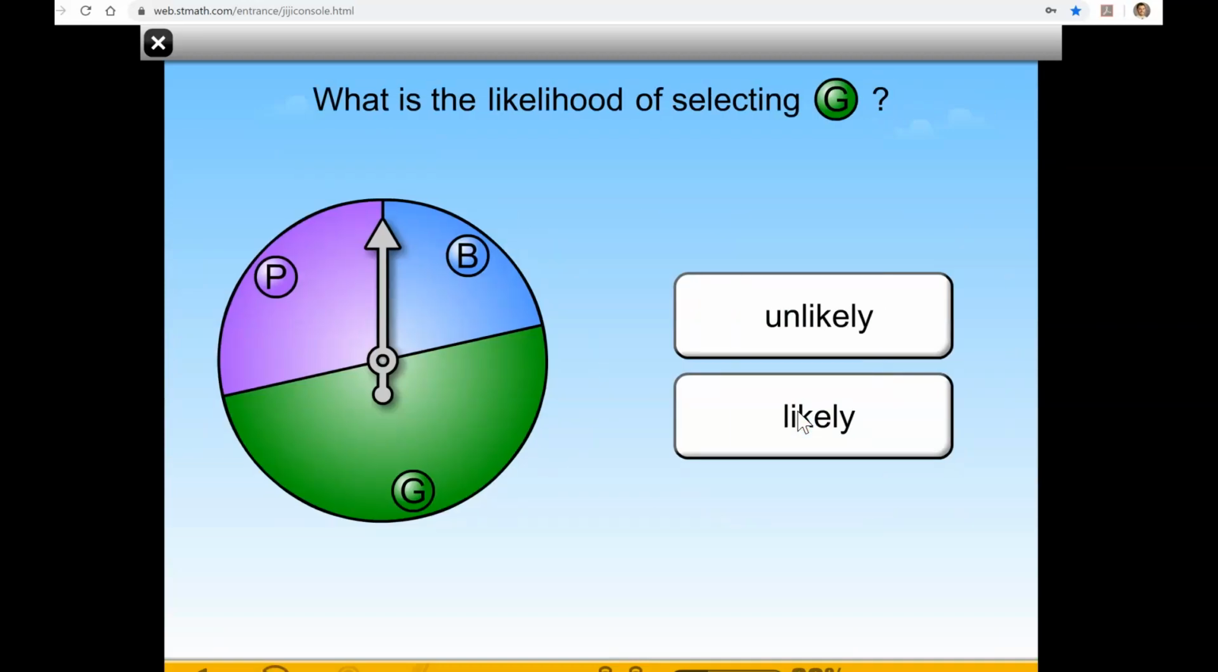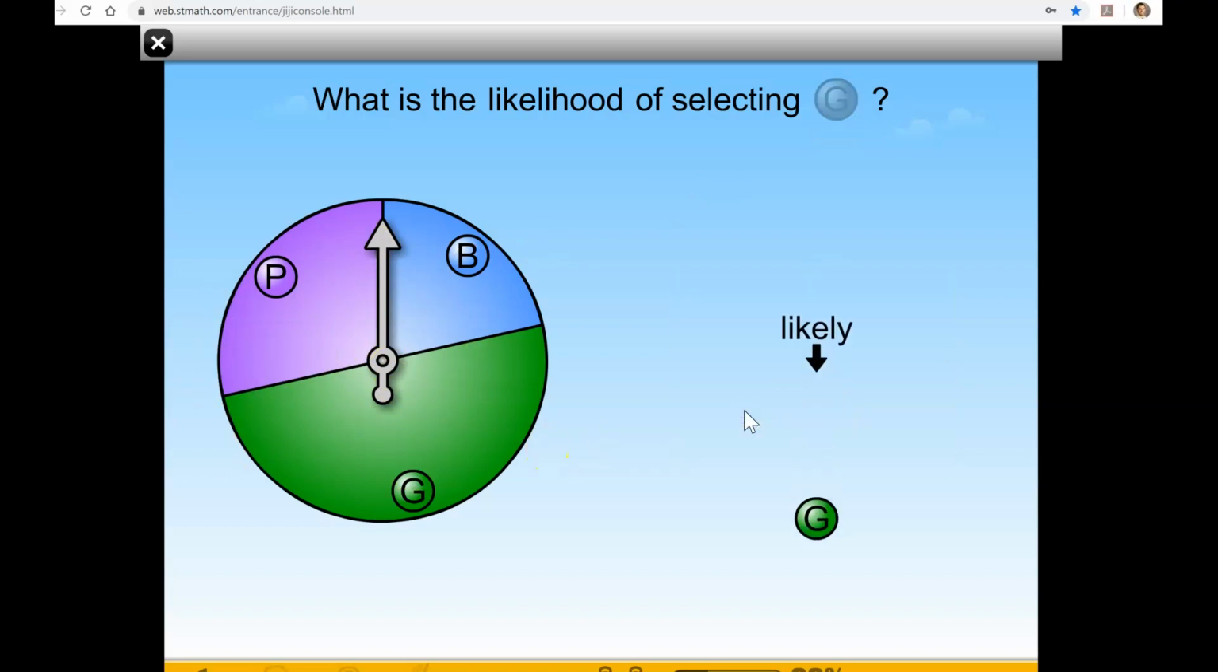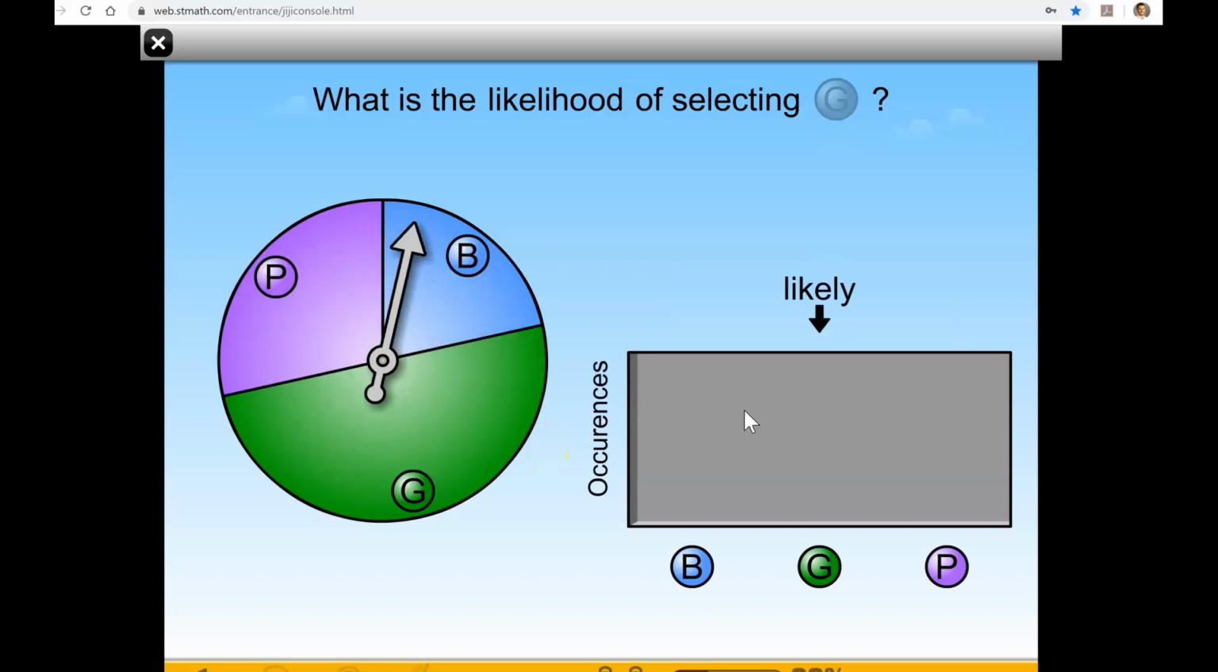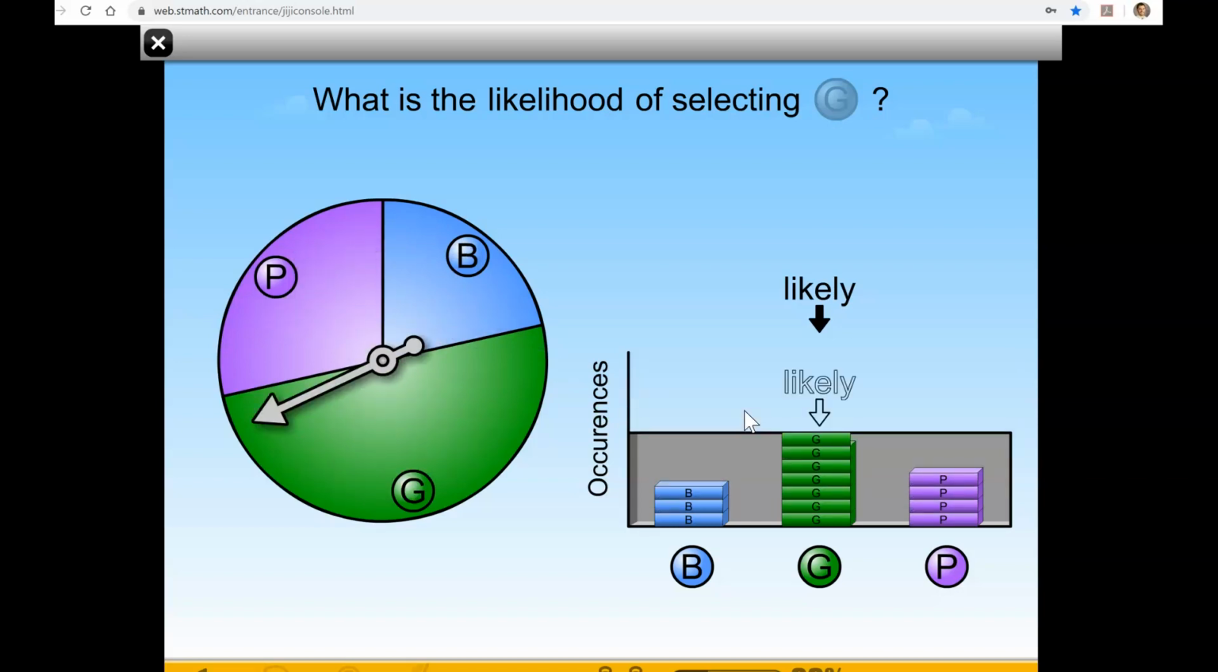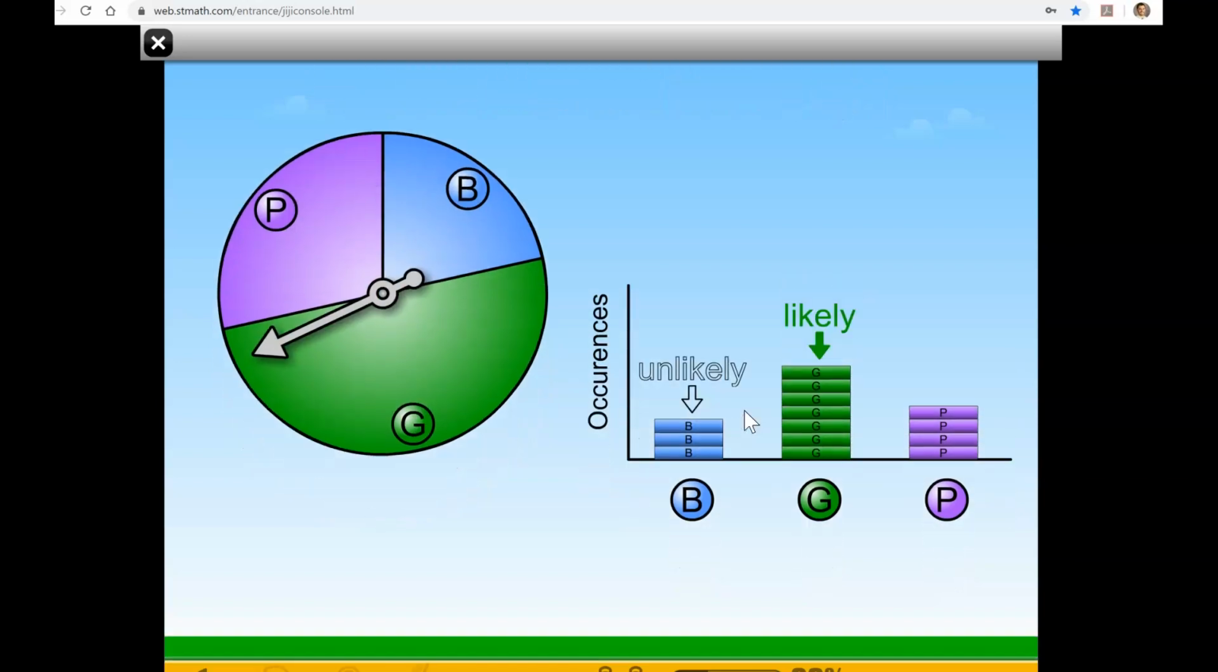It starts to get a little bit trickier as you keep on going. What is the likelihood of selecting G? Again, since G is the most shaded out of all three options, it is likely. Not by much, but it is more likely than the others. As you can see, it can land on B, it can land on P, but as they do it, the one that it lands on the most is likely.